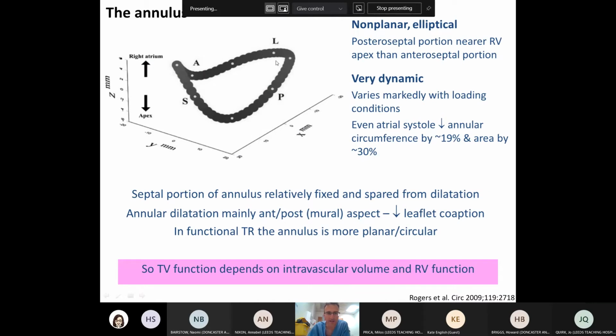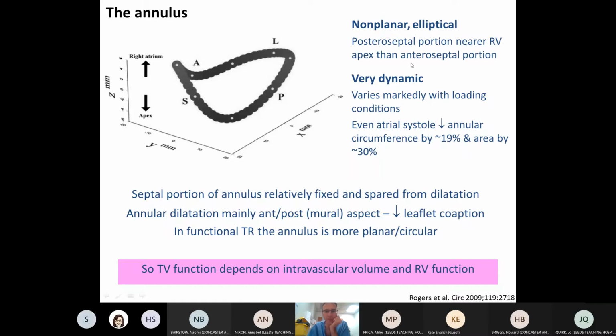The annulus is a non-planar elliptical shape, so its posterior septal portion is nearer the RV than its anteroseptal portion. And it's actually very dynamic, so it varies in shape markedly with loading conditions. Even in normal atrial systole, its circumference reduces by about 20% and its area by about 30%.